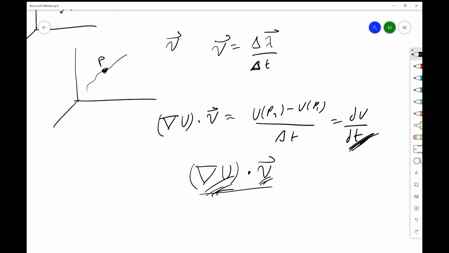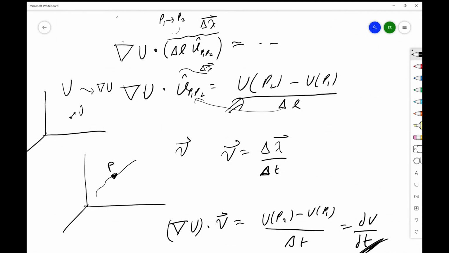Are we out of time? Okay, sorry, I kind of forgot about the clock. So, this is a good introduction to the gradient. We're going to talk about it more next time.